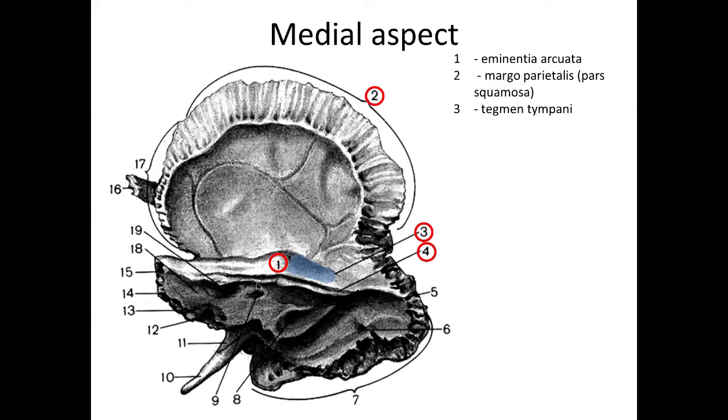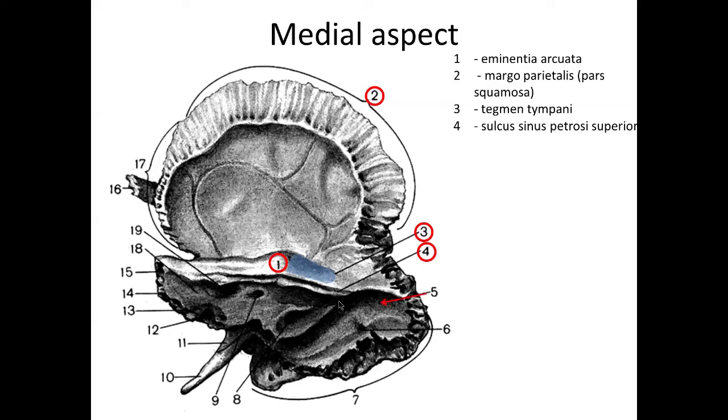Then number 4 is sulcus sinus petrosi superior. Here it is, quite a deep sulcus sinus petrosi superior. We can say that it is located on the superior margin of the pyramids, which divides the anterior surface from the posterior surface. So it's a very important structure, sulcus sinus petrosi superior.